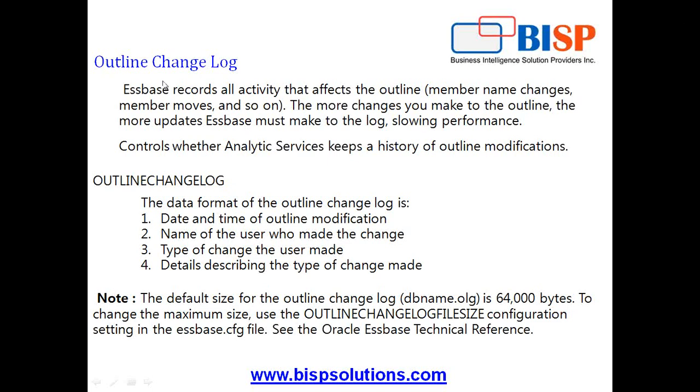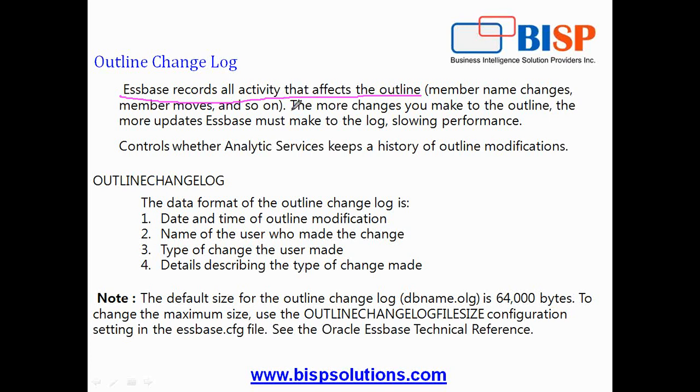The outline change log keeps track of these changes, but by default this log file is disabled. You need to enable this under the Essbase configuration. Once this log file gets enabled, the changes can be captured. As per the definition and description, Essbase records all the activities that affect the outline, right? You're adding a member, deleting a member, changing properties. It gets recorded automatically into the Essbase change log file, subject to you enabling this under the Essbase configuration.